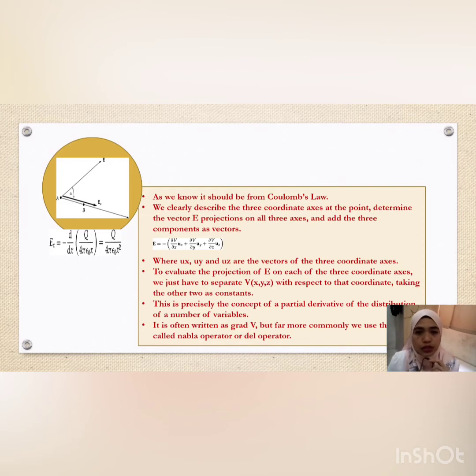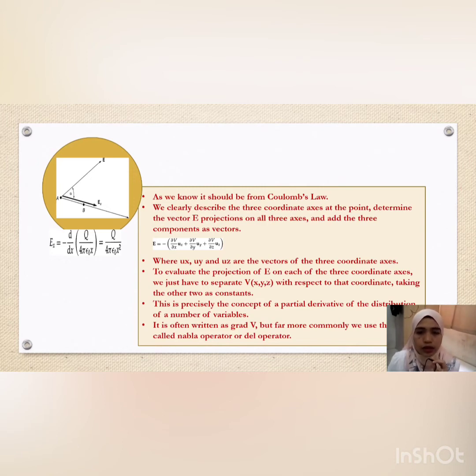Next, I'm going to present the review of concepts for electrical scalar potential. As we know, it follows from Coulomb's law. We clearly describe the three coordinate axes at the point, determine the vector E projections on all three axes, and add the three components as vectors, which is E equals negative of the partial derivative of V with respect to x times Ux, plus the partial derivative of V with respect to y times Uy, plus the partial derivative of V with respect to z times Uz, where Ux, Uy, and Uz are the unit vectors of the three coordinate axes.